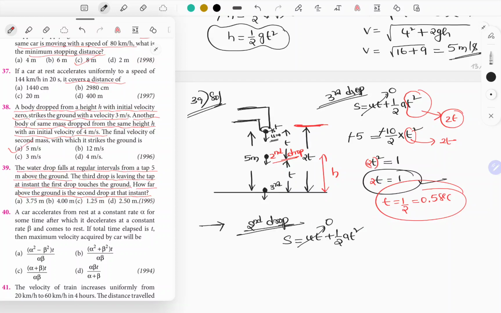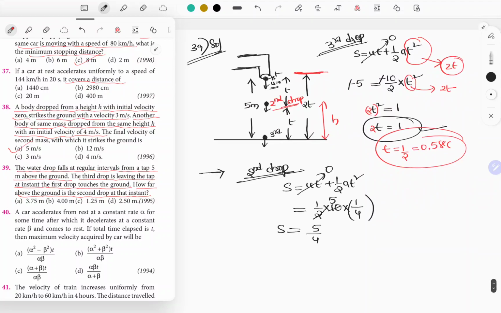Initial velocity is 0. Then s is equal to 1 by 2 into a, so you can take 10, into t square. 0.5 second square: 0.5 can be written as 1 by 2, and 1 by 2 square is going to be 1 by 4. So it can be written as 5 by 4, which is the distance traveled by the second drop.